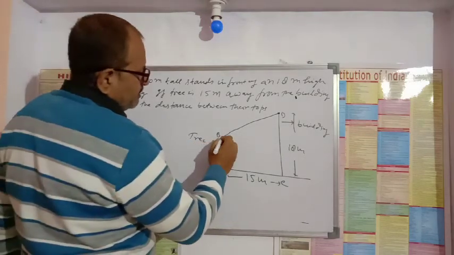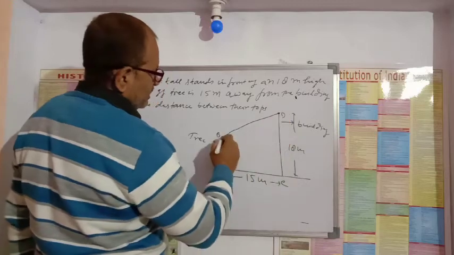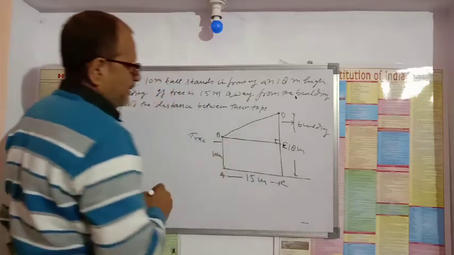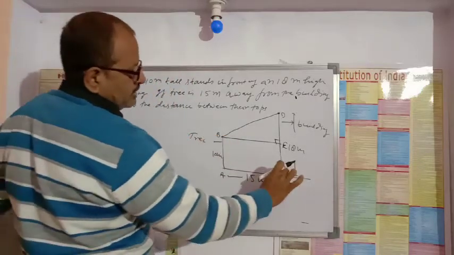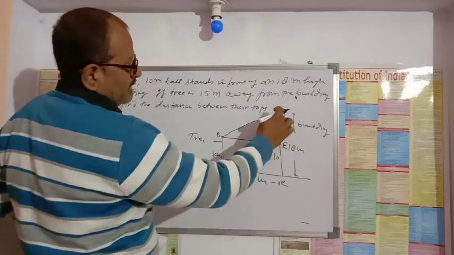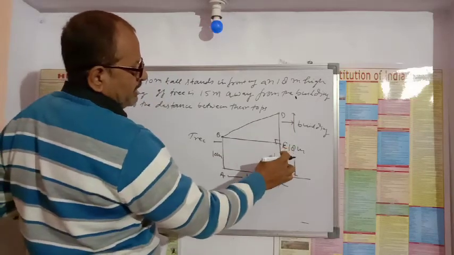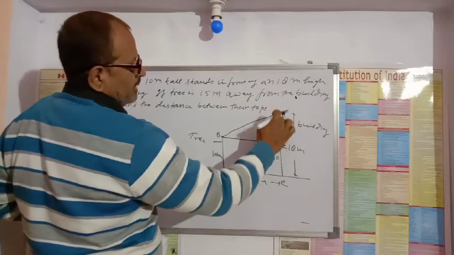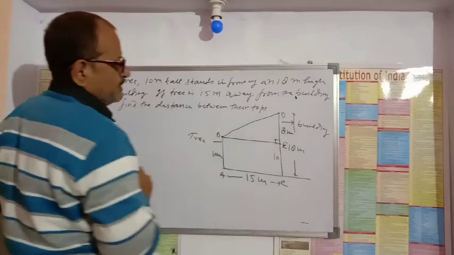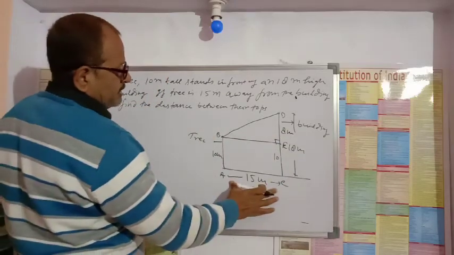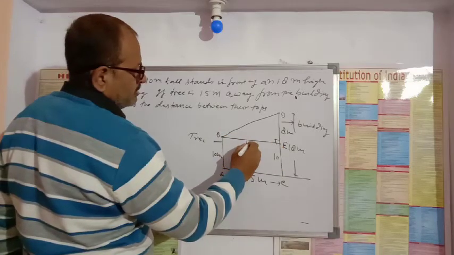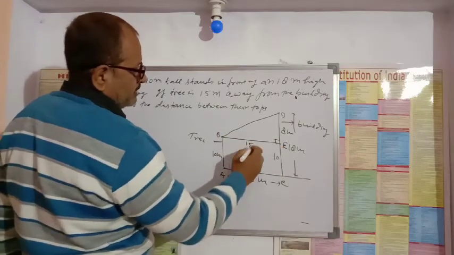So from the point B, draw the perpendicular on CD, like this. Suppose this point is E. AB is 10, so EC will be also equal to AB, 10. Total length DC is equal to 18. EC is 10. What will be DE? 18 minus 10, that is 8. AC is 15. So BE will be also 15. Both are parallel.